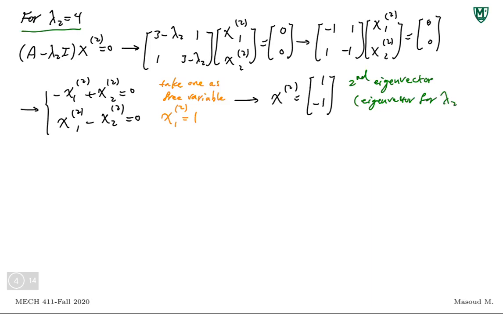Eigenvector for lambda 2, or associated with lambda 2. So that's it. We found eigenvalues. That's the typical procedure you follow. We found eigenvalues. For each eigenvalue, we found the eigenvector associated with that.